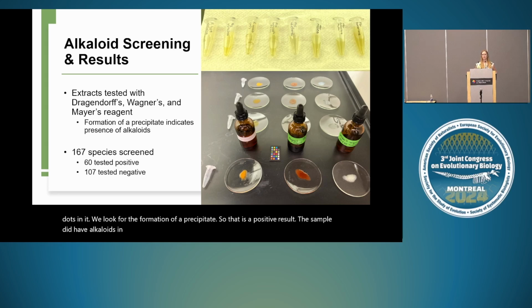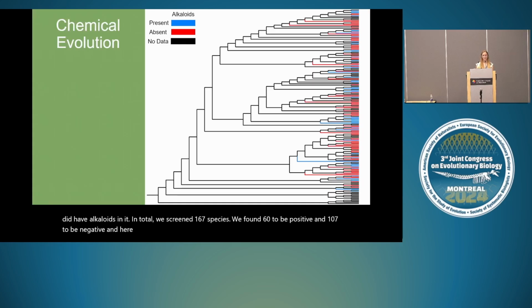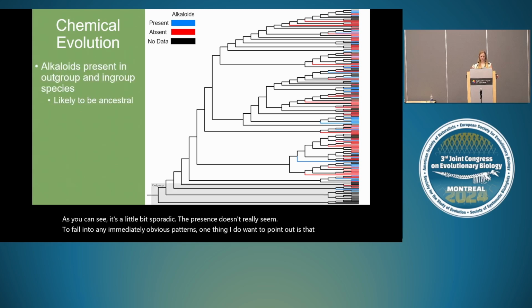In total, we screened 167 species. We found 60 to be positive and 107 to be negative. And here are those results mapped onto our phylogeny from earlier. As you can see, it's a little bit sporadic. The presence doesn't really seem to fall into any immediately obvious patterns. One thing I do want to point out is that there are alkaloids present in the in group as well as the out groups, which indicates that the ability to produce alkaloids is likely the ancestral state.